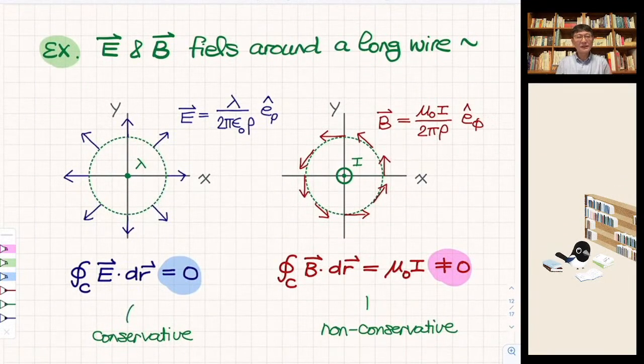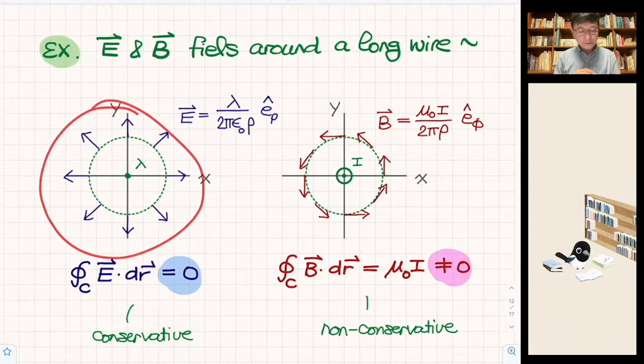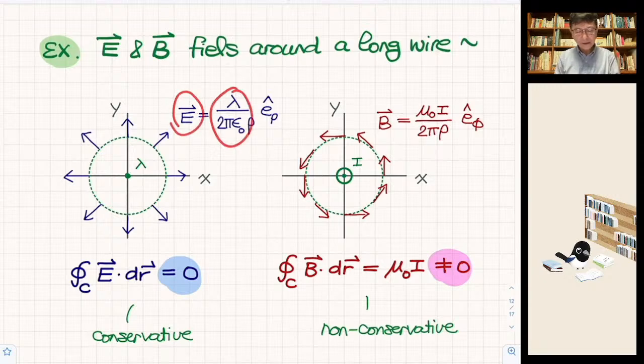These are the typical examples, the good guys and the bad guys. So let's see what happens. Suppose I have a really long, straight wire, and I'm looking down on the XY plane. For the electric field, I have calculated for you that this electric field is lambda divided by 2 pi epsilon naught rho. Rho is the distance here, and E rho is in the radial direction. We're using cylindrical coordinates because of the symmetry here, so the E field can be written this way.